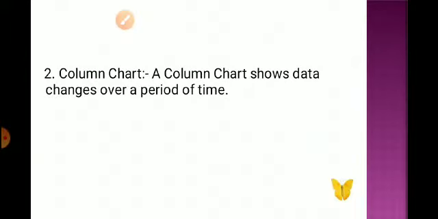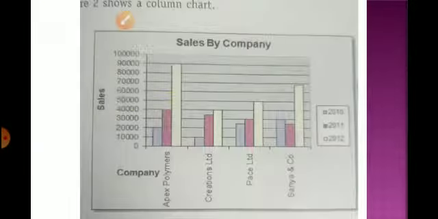And the second type of chart is a column chart. A column chart shows data changes over a period of time or illustrates comparisons among items. Children, look at this. This is column chart. Moreover, in the last classes you practiced all these kinds of charts, so it will be easy to understand.